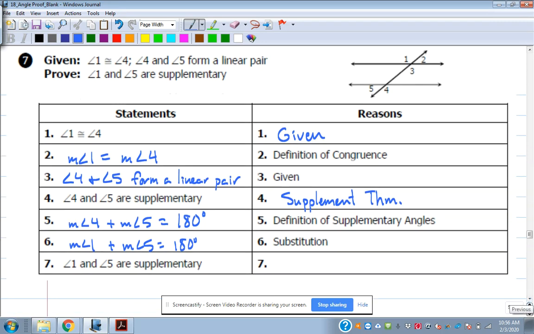And then the last reason would be, which one? Why definition this time and not supplement theorem? Because they're adding measurements together to get 180. So that's definition of supplementary angles. That wasn't too bad. That was pretty good.